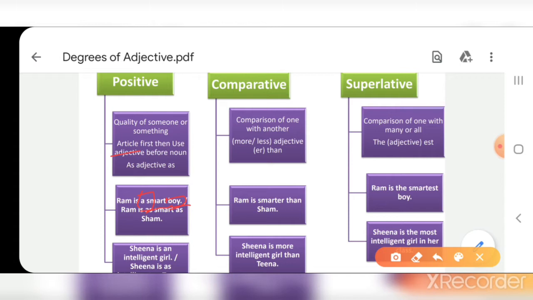For example, Ram is smart. I haven't used here boy. I haven't used here a noun. So I won't use here an article. So it would be Ram is smart.